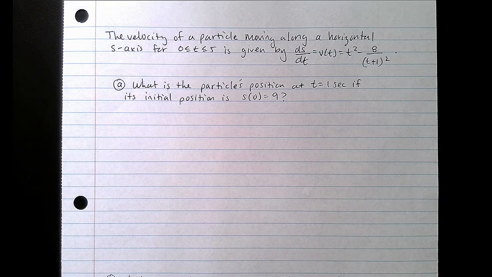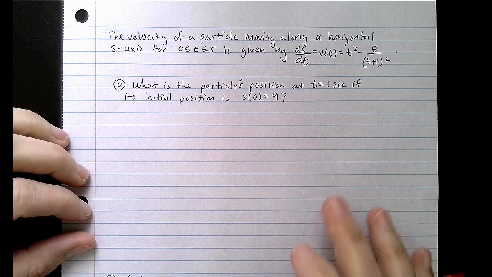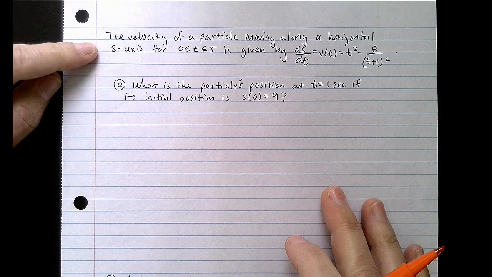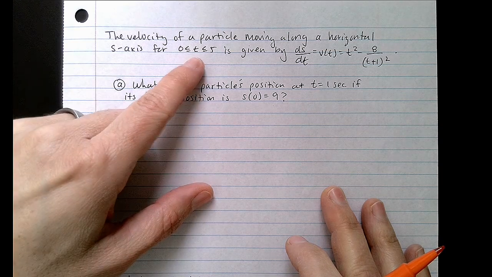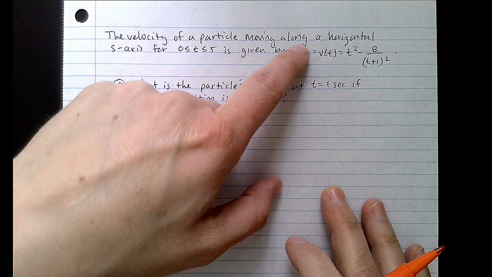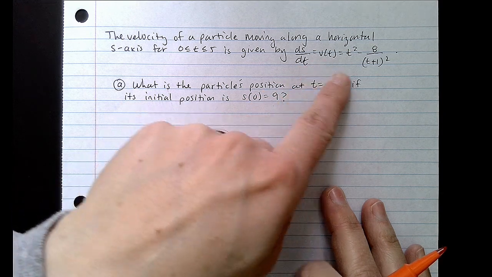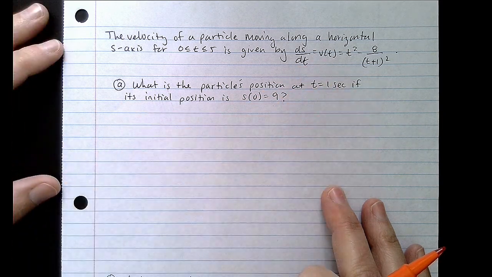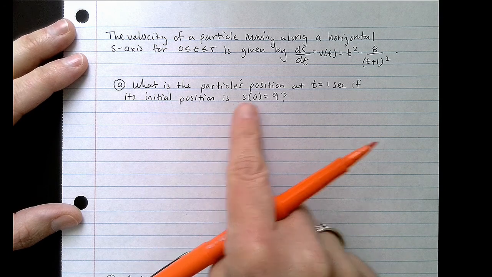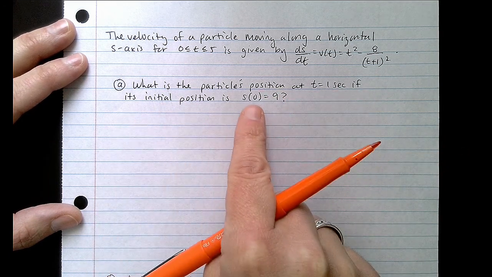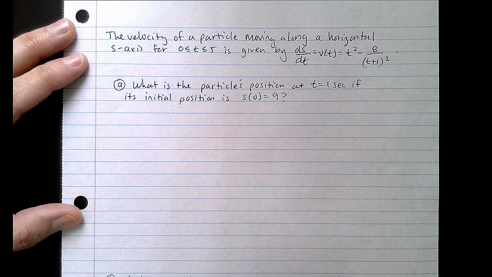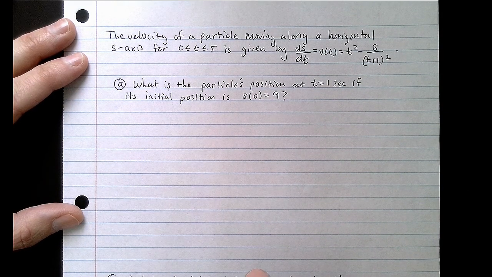Here's a situation that can help illustrate the concepts I just talked about. So here's the scenario. The velocity of a particle moving along a horizontal s-axis for the time interval 0 to 5 is given by dS/dt, which equals v of t, which equals this function here. Part A. What is the particle's position at t equals 1 second if its initial position is s of 0 equals 9? So this is asking where is this thing located at a moment in time.